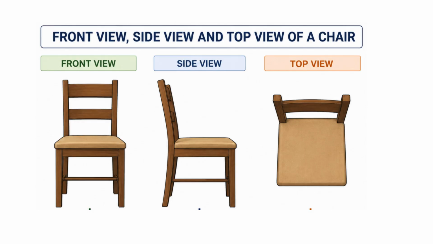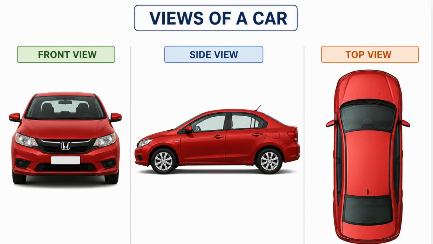When you look at this picture from the side, you can see this view. This is the side view of the chair. Next one, top view of the chair. From the top, we can see the seat and the top of the backrest. See the next example. Here you can see front view, side view and top view of a car. Now you understood front view, side view and top view.